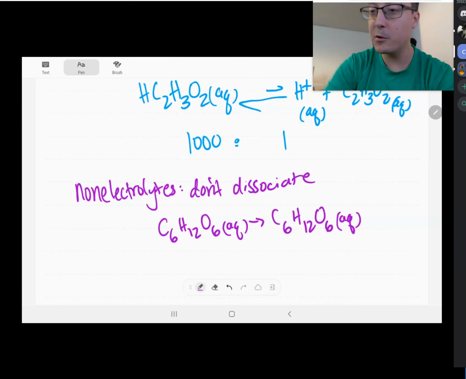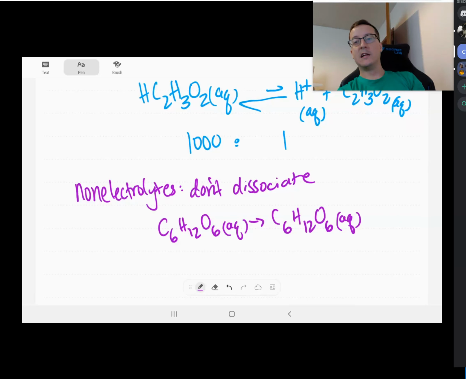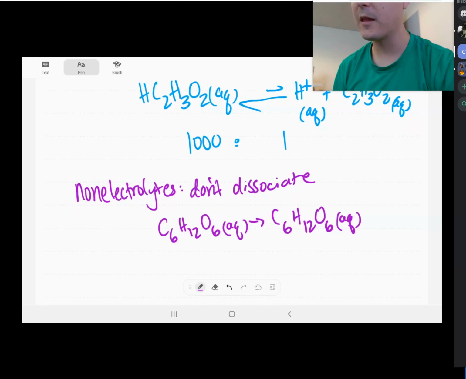Okay, and those are going to be your polar molecular compounds, right? Non-polar ones won't dissolve in water. Polar ones will dissolve, but they will not break apart. Ionic compounds that dissolve will fully break apart. And weak acids are going to be a special case that are going to only break apart a little bit.